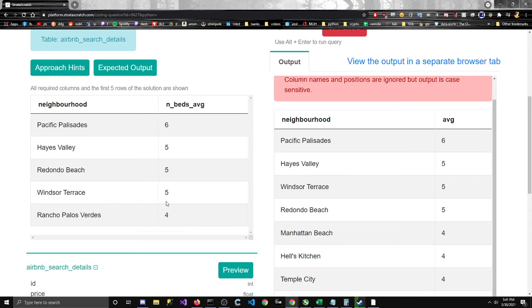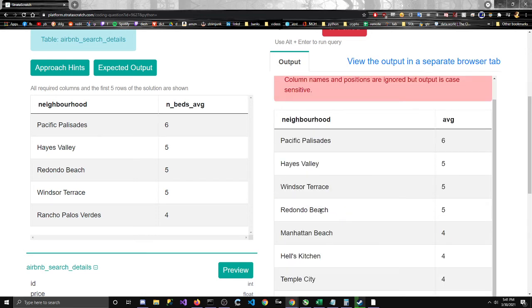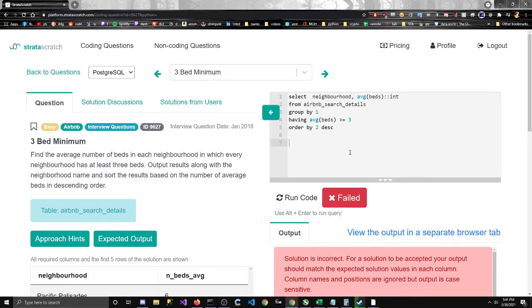But in here, as you can see, some of these are swapped, even though they're all five, which is technically correct. It doesn't really matter which order it is by neighborhood. It's still not saying it's correct, even though the answer is still correct. It still gave me the correct answer.